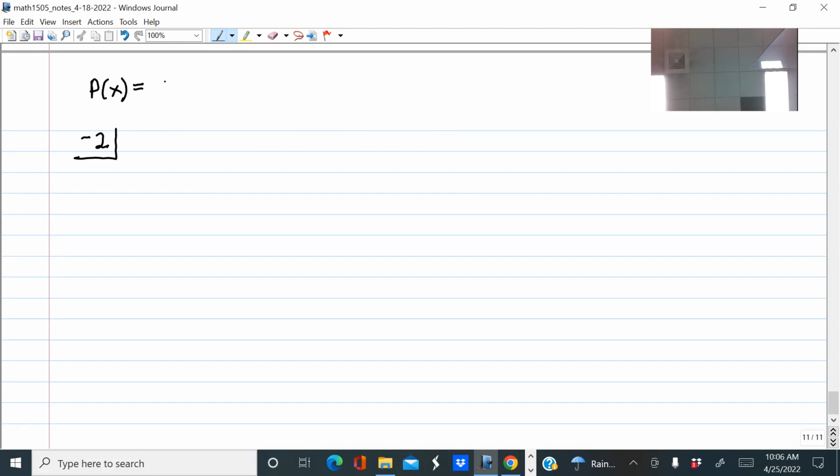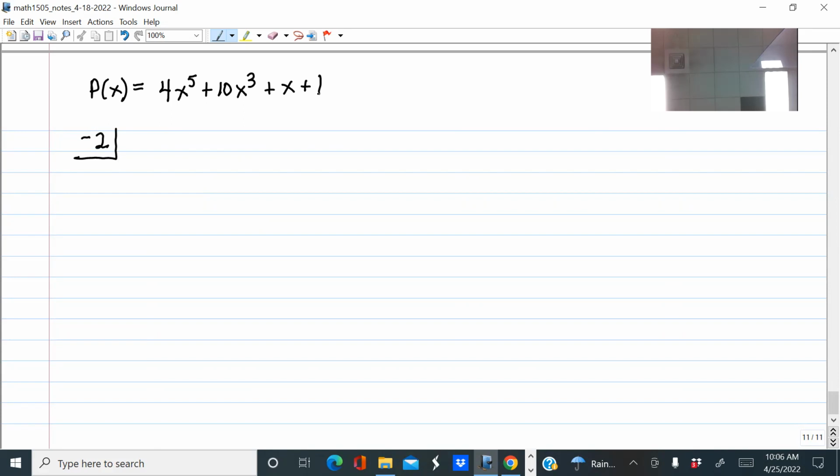So what was P of x in this problem? Something x to the 5th, what? Can you write that down for me? 4x to the 5th, what? Plus 10x cubed, right? And then keep going. Plus x and plus 1. Okay, all right. So there's the polynomial.